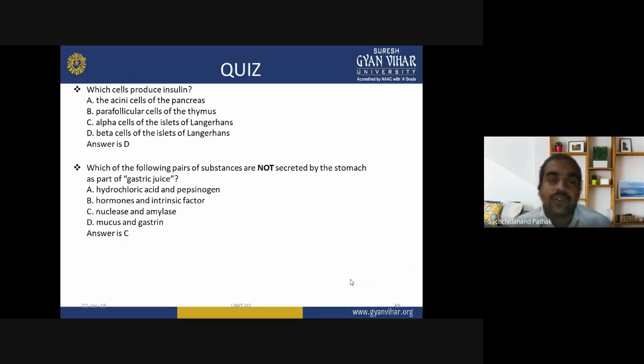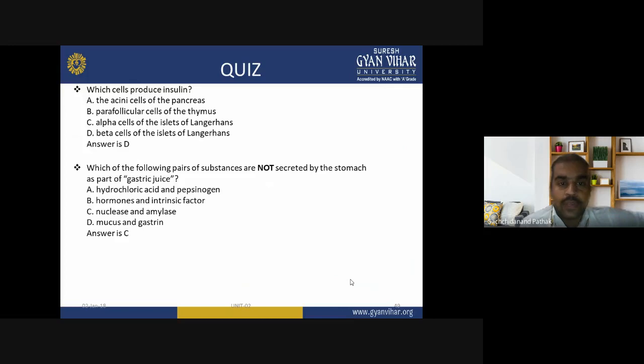Which cell produces the insulin? The Acini cell of the pancreas. We know the Acini cell of the pancreas will produce the pancreatic juice. That is not insulin, so it is incorrect. Parafollicular cells of the thymus will release different enzymes, different hormones, but not the insulin. Alpha cell of the islets of Langerhans, it will also produce a different hormone, not insulin. Beta cell of the islets of Langerhans, yes. Answer D is correct because the beta cell of the Langerhans will produce the insulin.